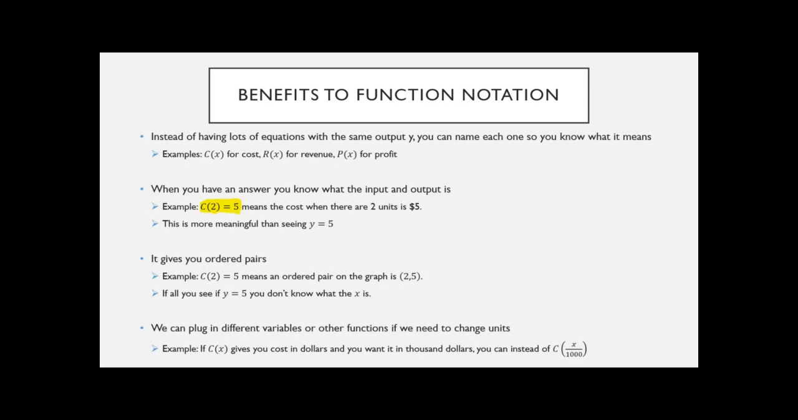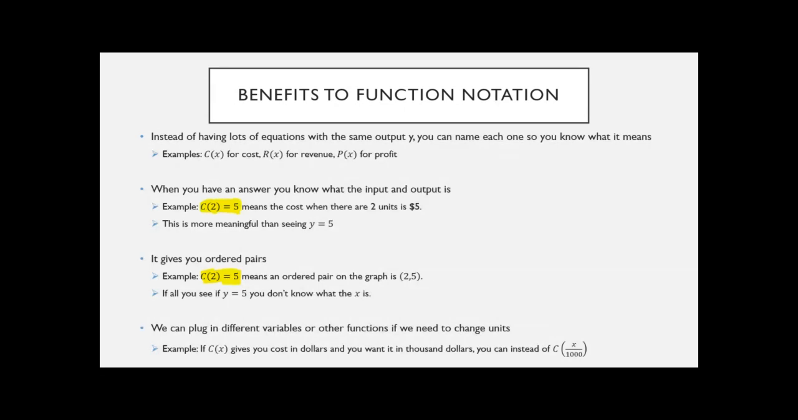The third benefit is that it actually gives you ordered pairs in the notation. So again, we're looking at this notation, C of 2 equals 5. This is just an example. And this gives you the ordered pair where your x is 2, because that's what's in parentheses, your input. And the output is what it's equal to. So you have an ordered pair (2, 5). So if we were using y, which we have been using, and you just got y equals 5, you don't know from that equation what your x was. But if you use C of 2 equals 5, you know both the x and the y. And so you have more information.